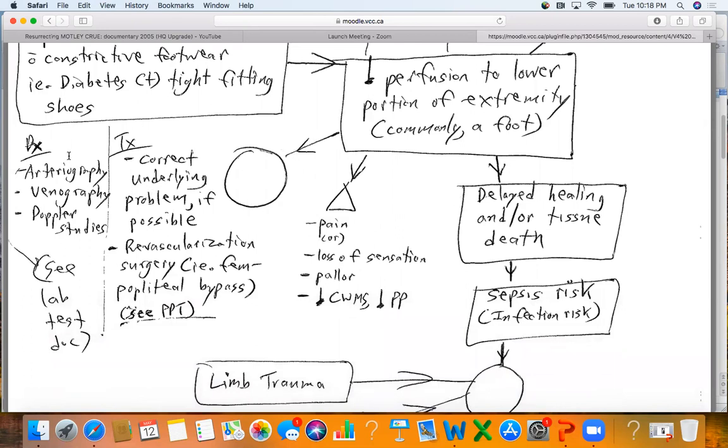In terms of diagnostics, you have some imaging studies here. In terms of treatment, if you're lucky, you can correct the underlying problem.